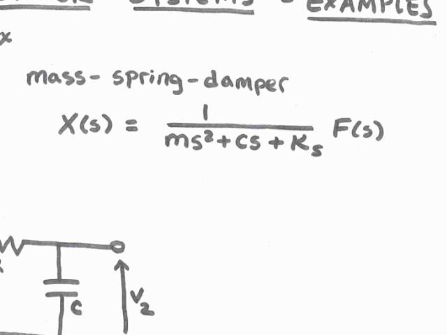I've labeled the spring stiffness k sub s since I didn't want to have this confused with the DC gain K that we'll be using in this presentation.